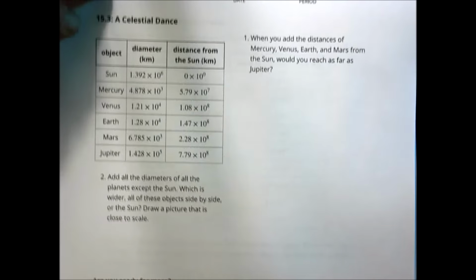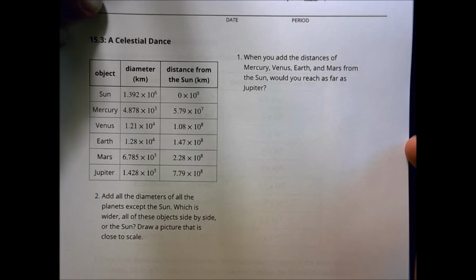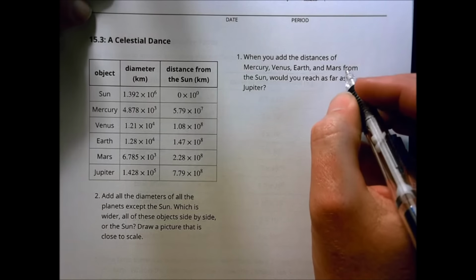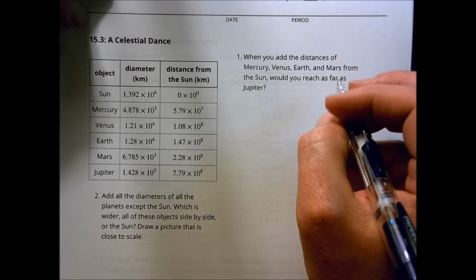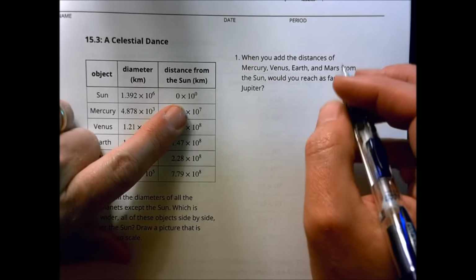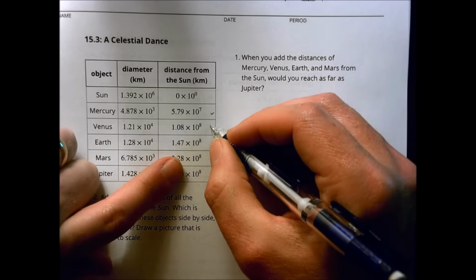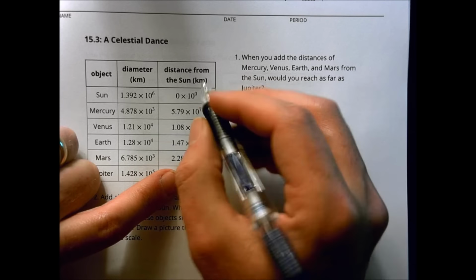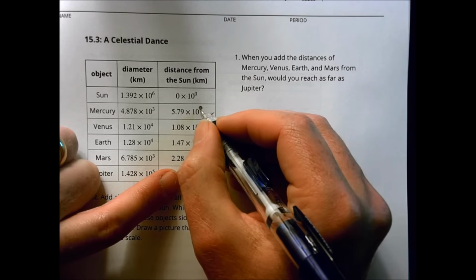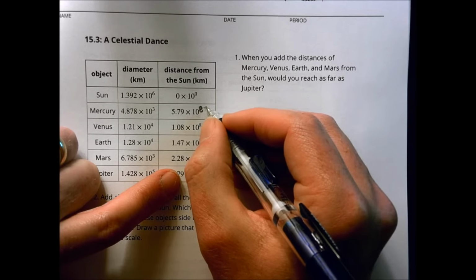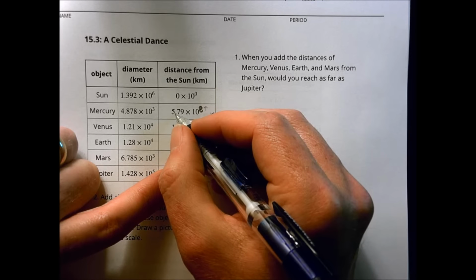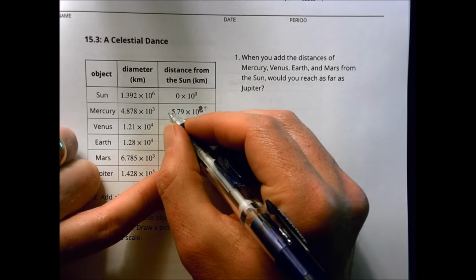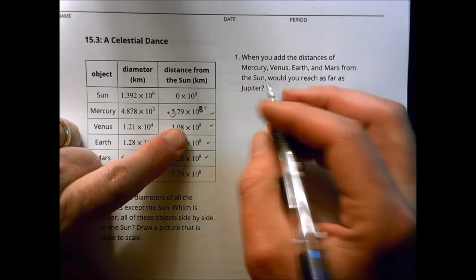Alright, it says, when you add the distances of Mercury, Venus, Earth, and Mars from the Sun, would you reach as far as Jupiter? Well, here are our distances of Mercury, Venus, Earth, and Mars. Okay, so first of all, let's turn this into a power of 8. So we're going to go up 1, which means what? If I'm going to go up 1, I need to go to the left and put my decimal here. Now I can add up some numbers.